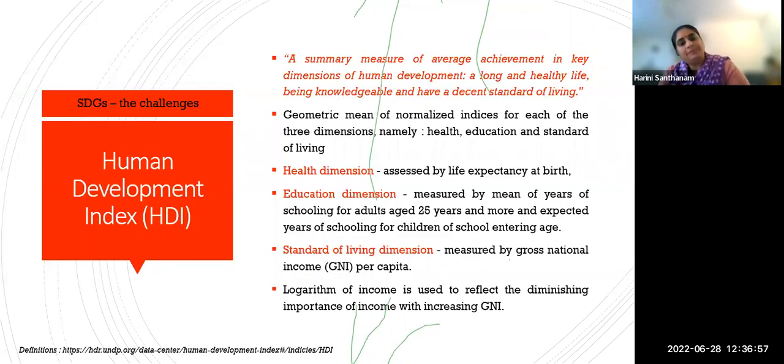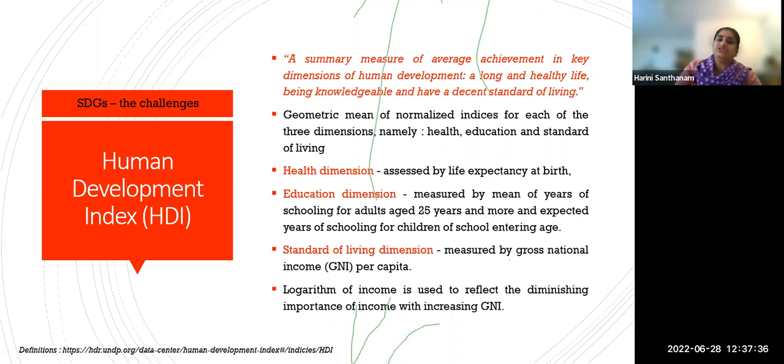So now we move on to the next factor, which is the Human Development Index. The definition for this is, Human Development Index is a summary measure of average achievement in key dimensions of human development. A long and healthy life, number one; being knowledgeable, number two; and having a decent standard of living. So this again is the UNDP definition, which you can check with the link that I have provided here. How the summary measure is brought about is that it is a geometric mean of normalized indices for each of these three dimensions.